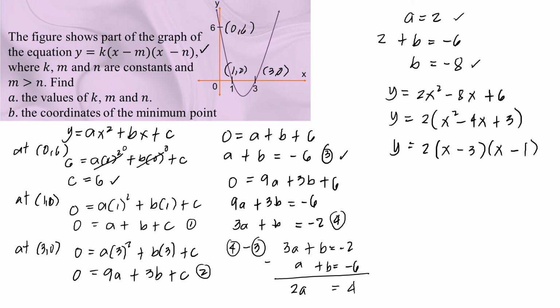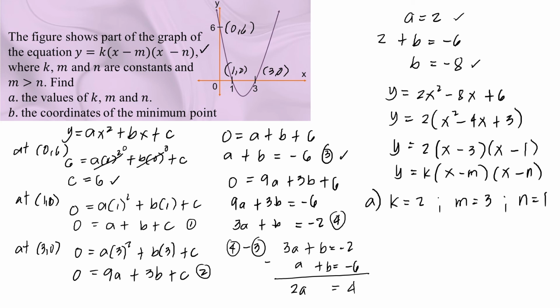If we compare to y is equal to k times x minus m times x minus n, therefore, k is equal to 2, m is equal to 3, and n is equal to 1. Ito na yung sagot natin sa letter A. Notice that we have satisfied the condition that k, m, and n are constants, and m is greater than n. m is 3, n is 1. Now we proceed to letter B.